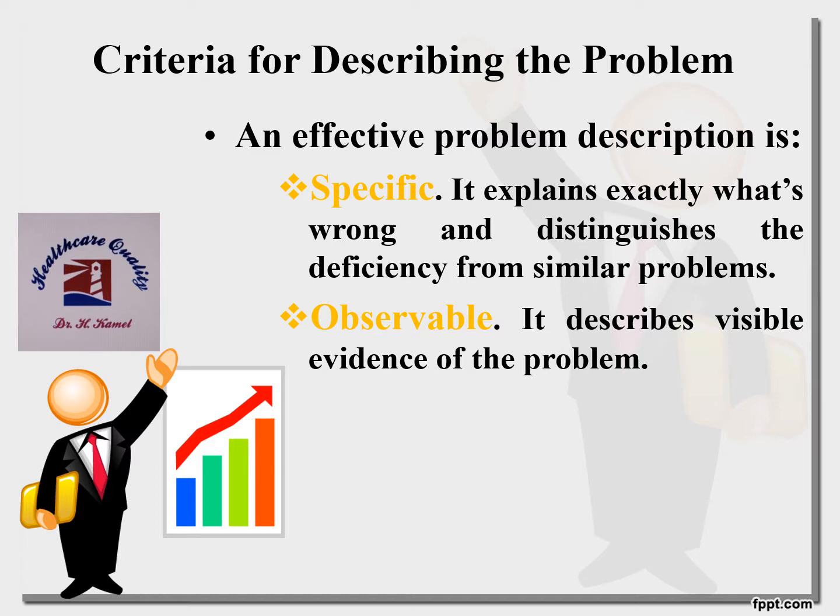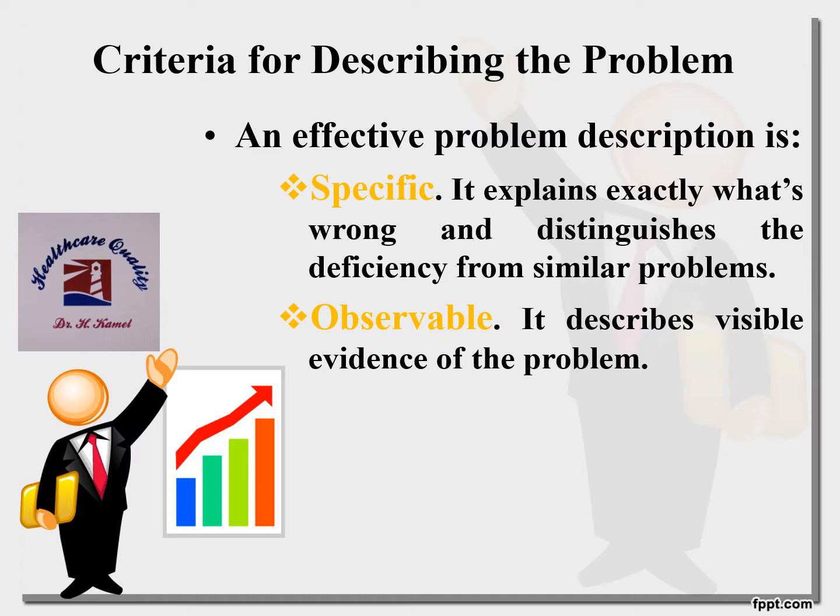Criteria for describing the problem. An effective problem description is, number one, specific. It explains exactly what's wrong and distinguishes the deficiency from similar problems.